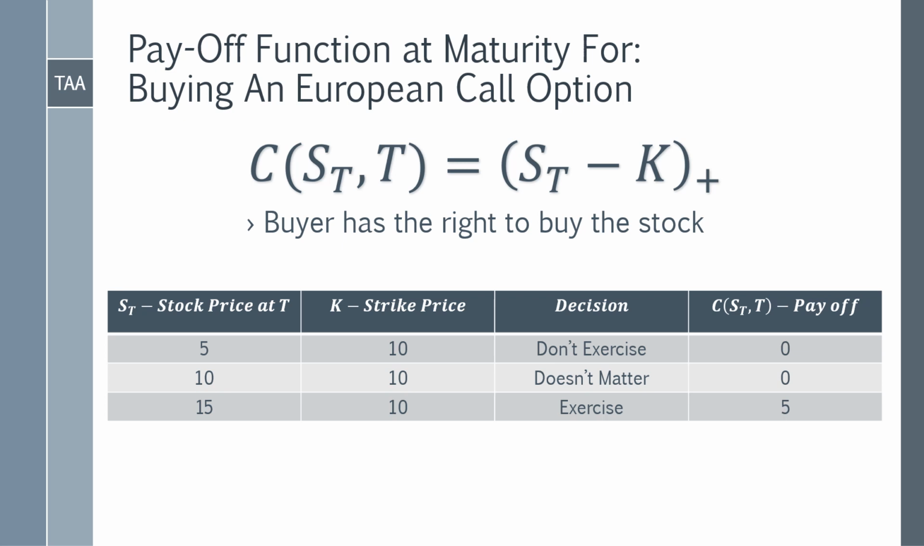Now, for a third example, what if the stock price was $15 and the strike price was $10, which means we can buy the stock for $10, but it's worth $15. In this case, we would exercise our right, and we'd have a payoff of $5. Again, if we plug into the formula, we get the same thing.